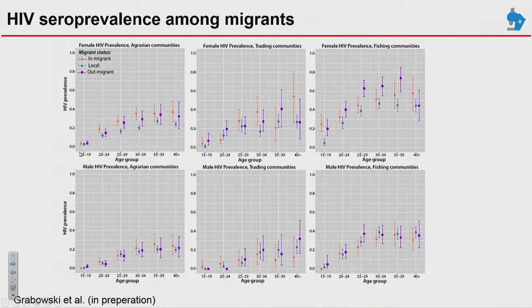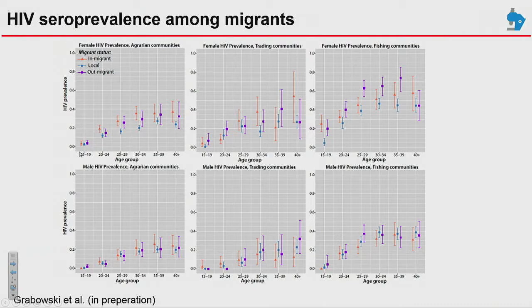So I'm not going to spend too much time on this slide, but it is the age-specific seroprevalence of in-migrants, out-migrants, and local residents. The agrarian communities are in the left-hand column, the trading communities in the middle column, and the fishing communities in the right-hand column here. In orange, we have the in-migrants, in purple, the out-migrants, and in blue, the local residents. And these are the female fishing communities here.